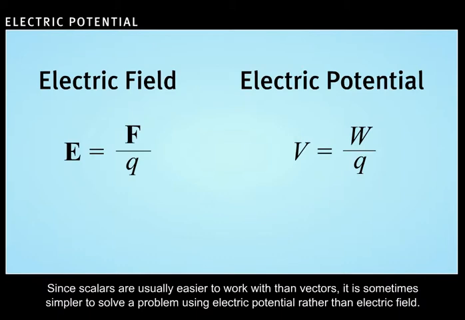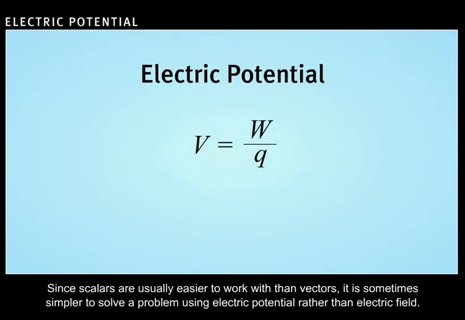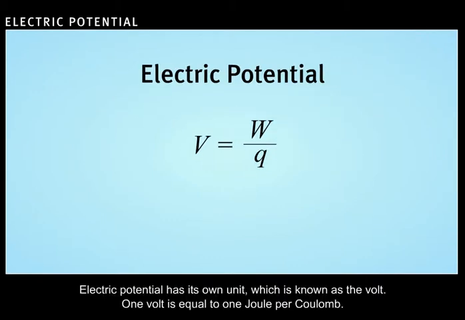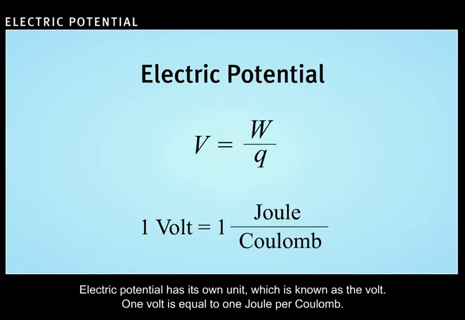Since scalars are usually easier to work with than vectors, it is sometimes simpler to solve a problem using electric potential rather than electric field. Electric potential has its own unit, which is known as the volt. 1 volt is equal to 1 joule per coulomb.